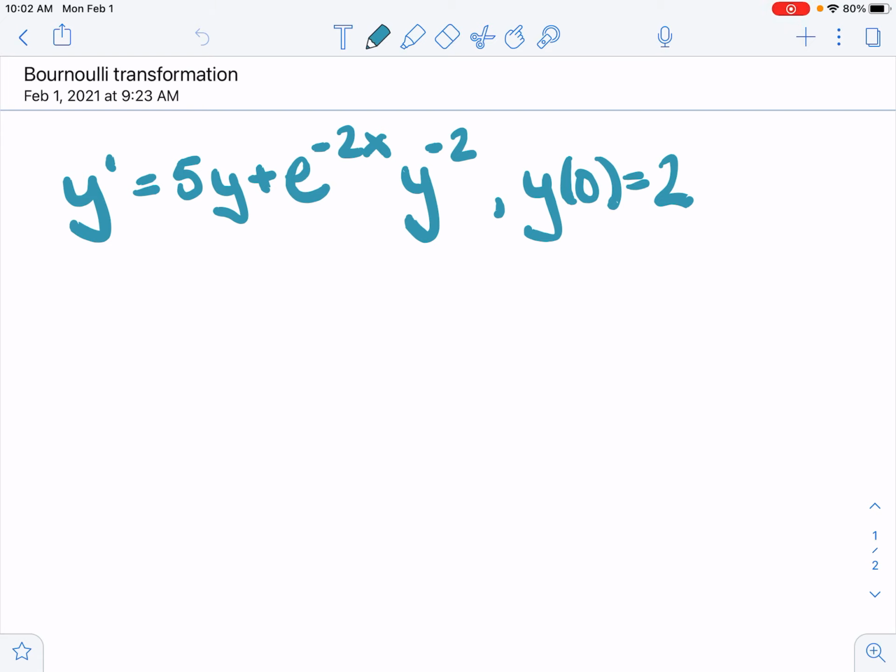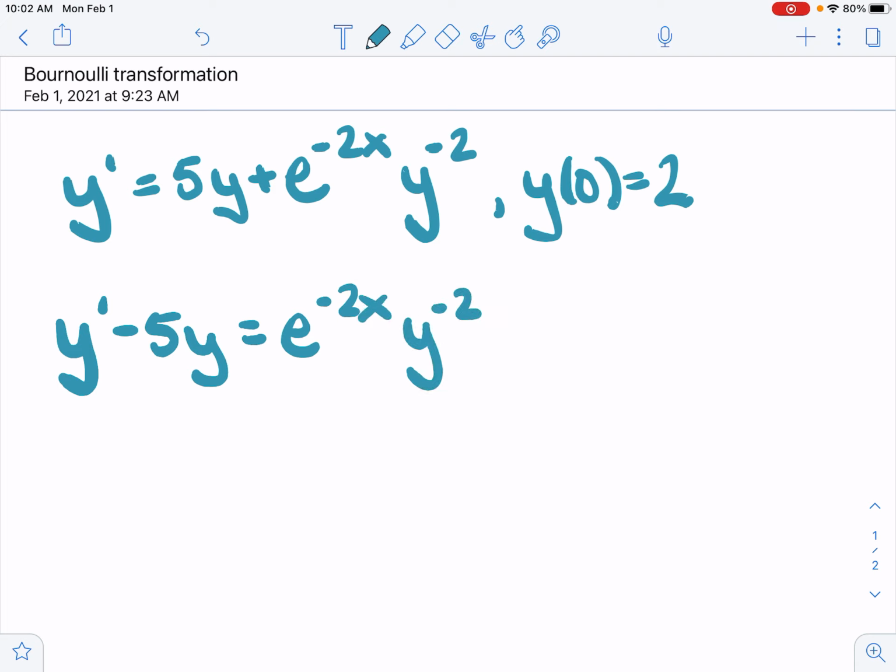All right, we have another change of variables problem here, and we're going to go ahead and do it. We need to put this in the right form. So y prime minus 5y equals e to the minus 2x times y to the minus 2. Here n equals negative 2, right? That's this value right here.